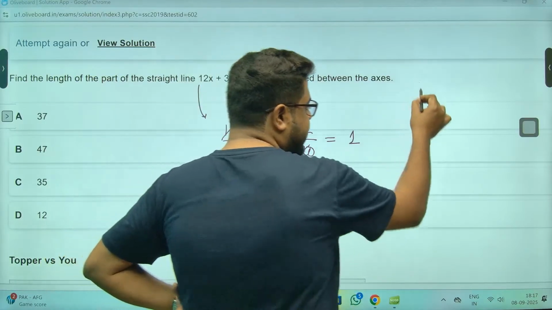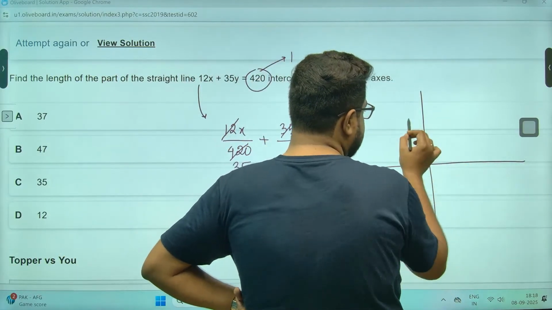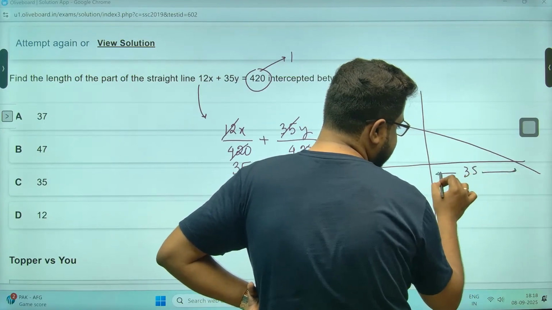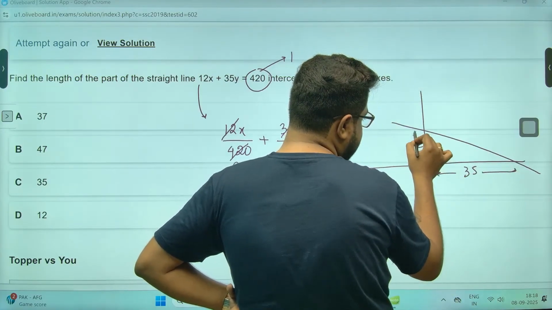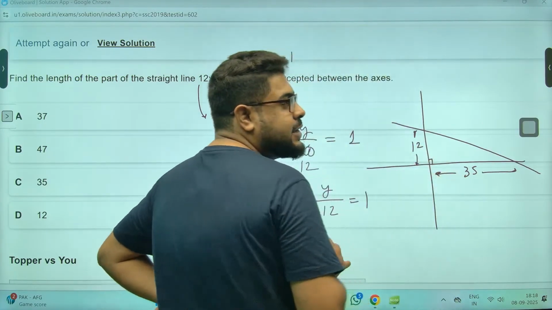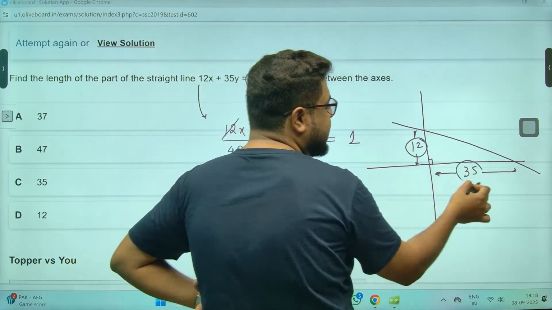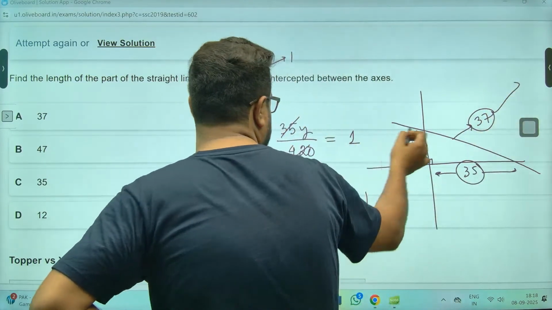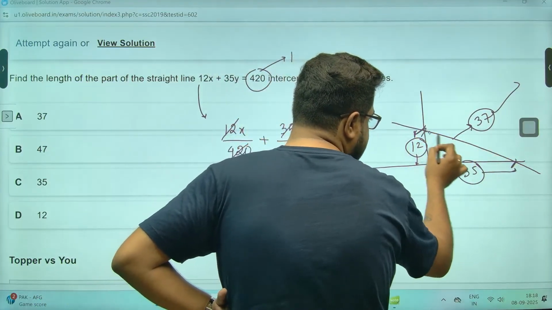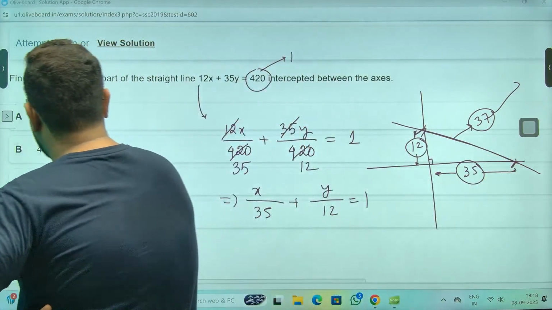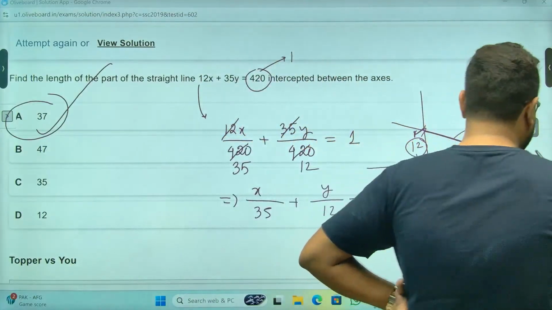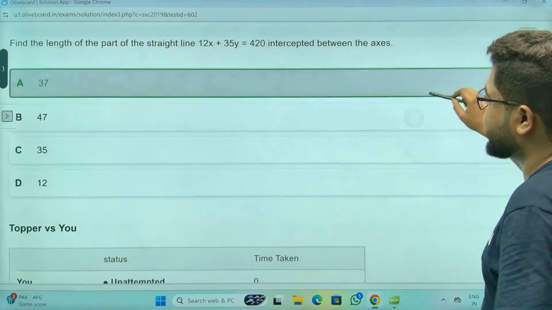Sir, visualize the graph. So this will look something like this. This length is 35 units, the x-axis, and this length is 12 units. And this is 90 degrees. So it's a Pythagorean triplet, 12, 35, and this is 37. That will be your answer. So they are asking this length, the intercept length. So that is 37. Option A is the answer. Option A is most definitely your correct answer.